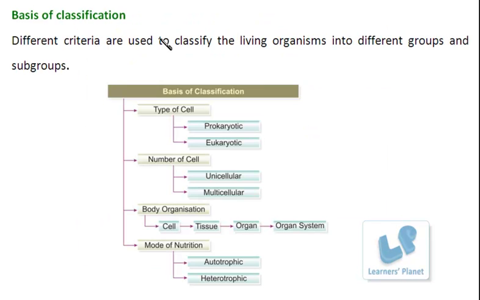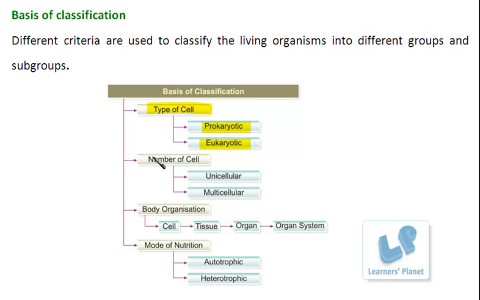So the criteria which help in classification are shown here in the form of this flowchart. The very first point to be considered is the type of the cell. That means every organism present in our surroundings is made up of cells. So which type of cell is it made up of? Whether it is prokaryotic or it is made up of eukaryotic cells. This becomes the first base to classify the organisms, right?